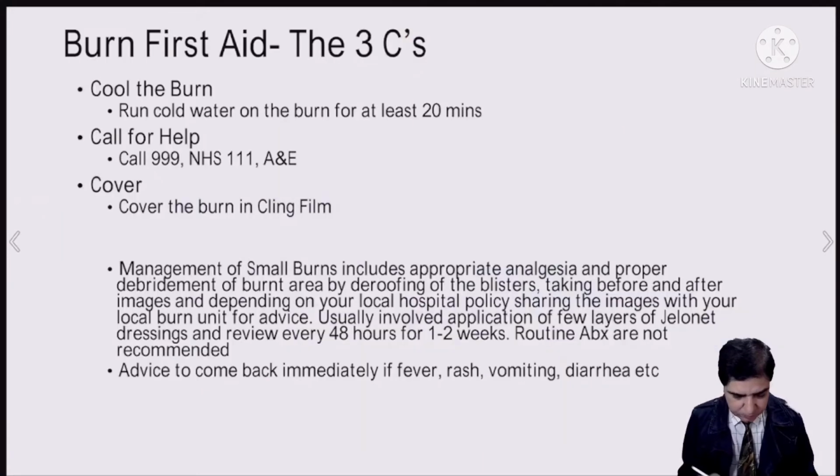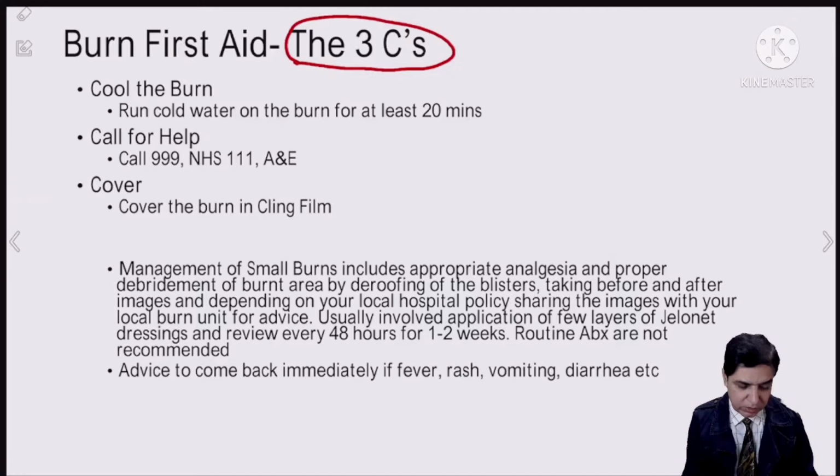Moving on. Now, if somebody has got a burn, irrespective of whether it's a 1st degree, 2nd degree, 3rd degree, what should be done? Remember, here in the UK we say that everybody should remember the 3 C's. So what are the 3 C's? Cooling the burn, calling for help, and then covering the burn.